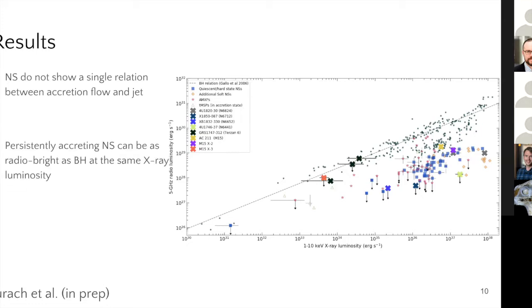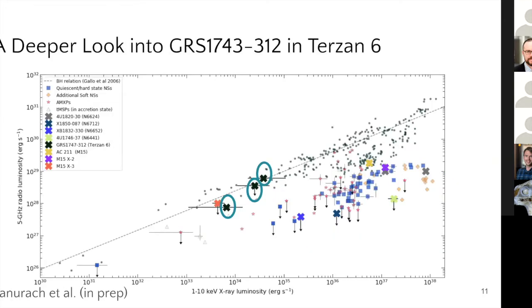some of these systems, that I will go into further detail later, can be as radio bright as the black holes at the same X-ray luminosity. And then another source in particular showed dramatic radio variability. And so first, we're going to take a look at this source.